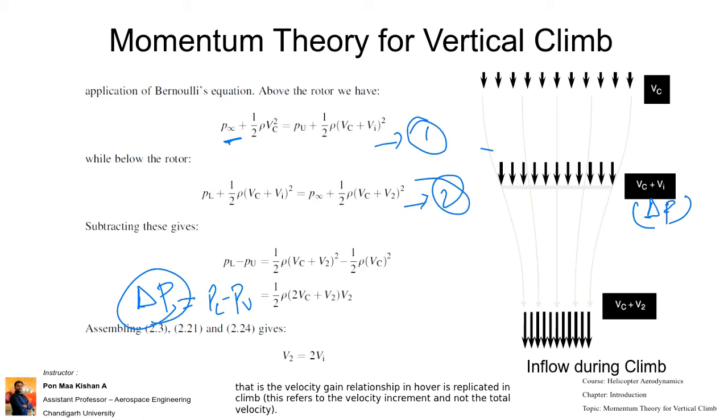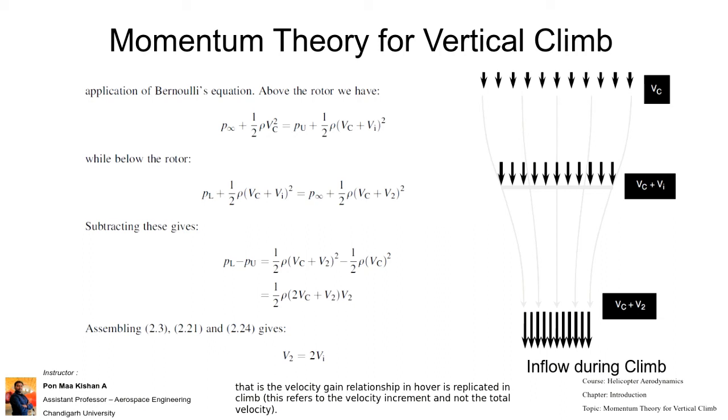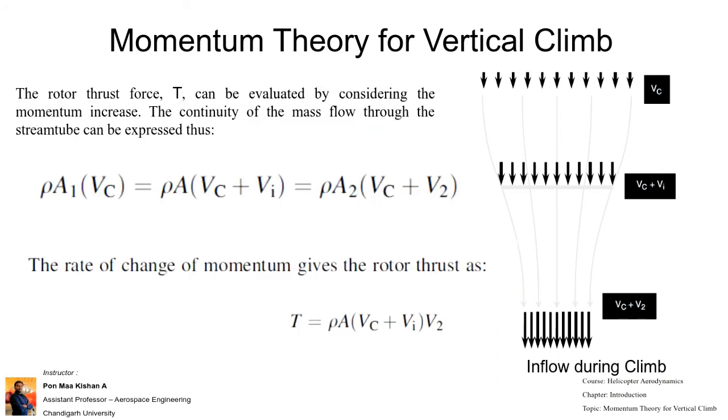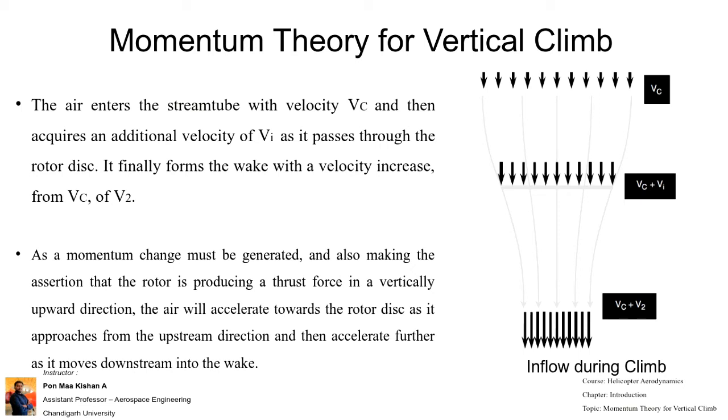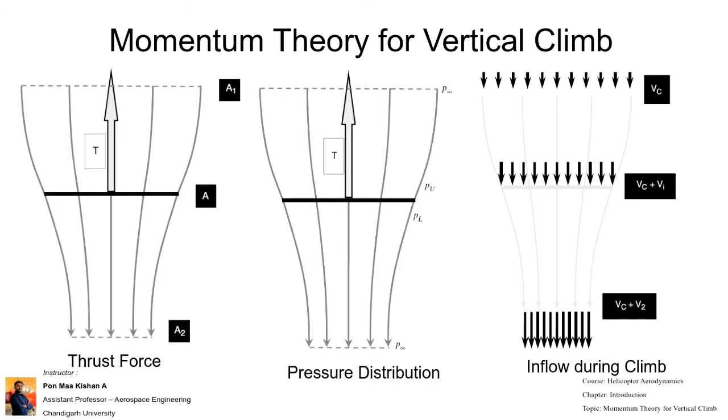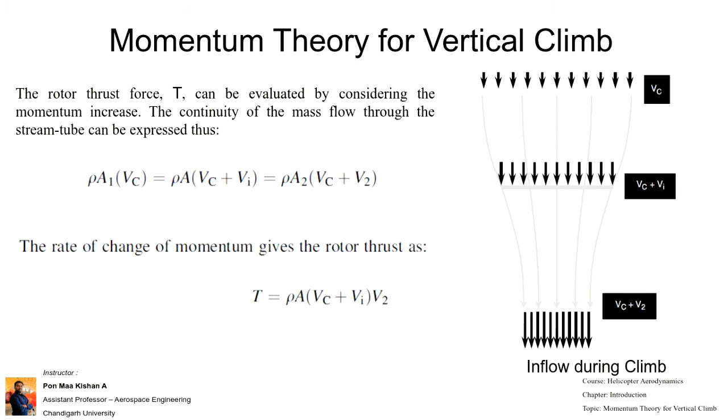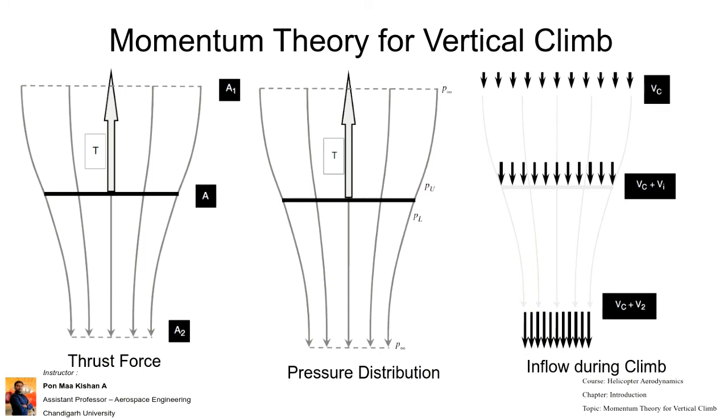So finally, we are having PL minus PU equal to half rho (2 Vc plus V2) multiplied by V2. So substituting this equation, like what we did for the hovering condition, the same will be applicable over here also. So thrust is there, and we know the pressure difference. Yes, the same equation. So the pressure thrust is given over here, and correspondingly the pressure is also found.